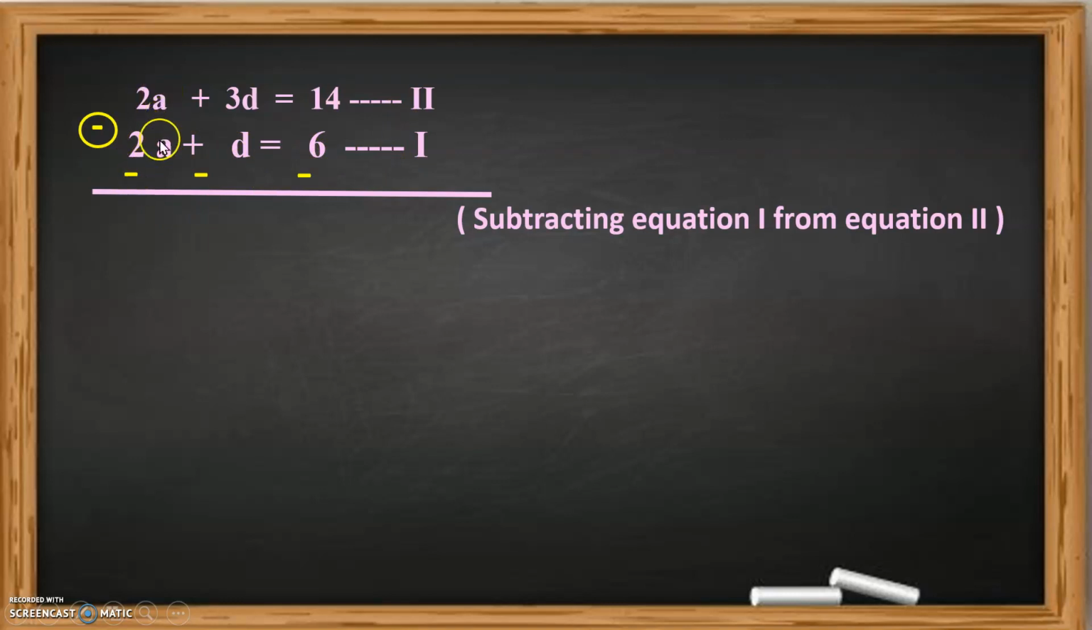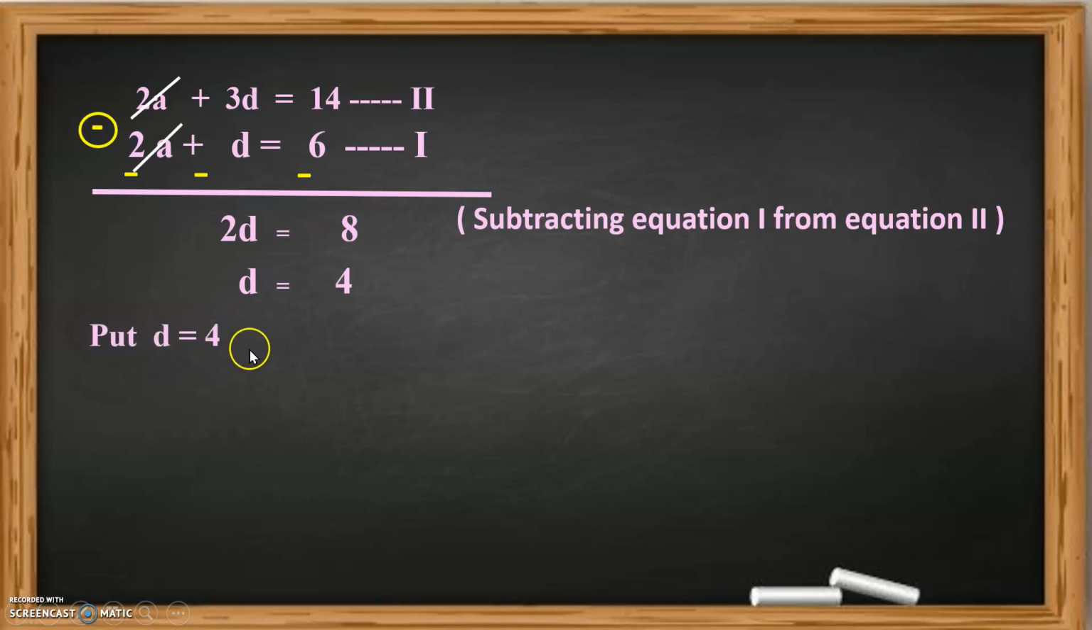So when I change the sign, this 2a and 2a will get cancelled, and 3 minus d will become 2d. 14 minus 6 will become 8. So let's solve for d. d will be 4.